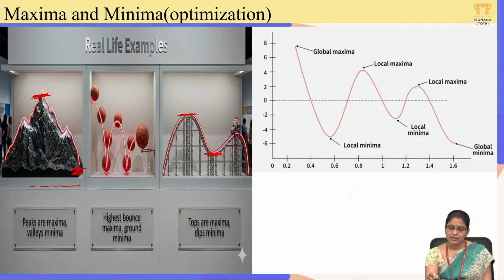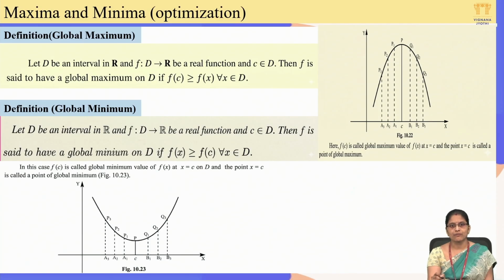Here is the graph. In this graph, there are local maximum, local minimum, global maximum and global minimum points. Local means maxima or minima of a function in a small region, whereas global means maximum or minimum of a function on the entire graph. Let us start with the definition of maximum and minimum. So that is global maximum and global minimum.